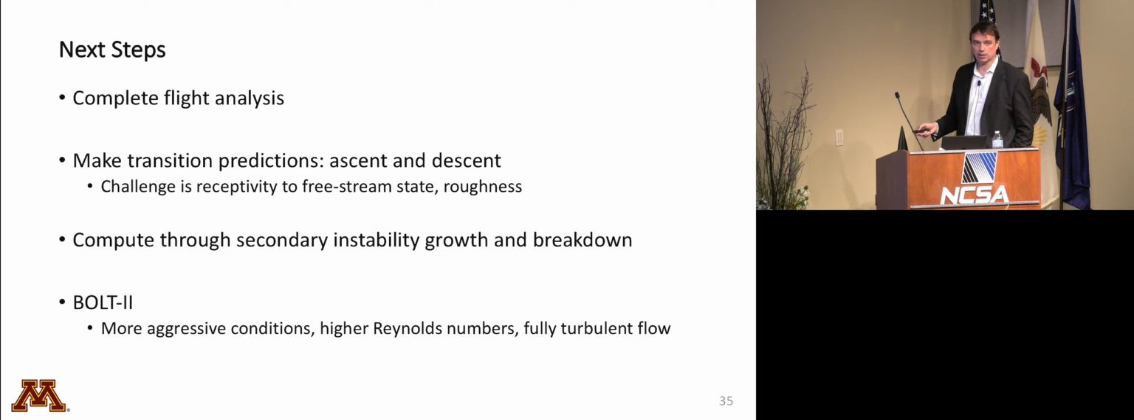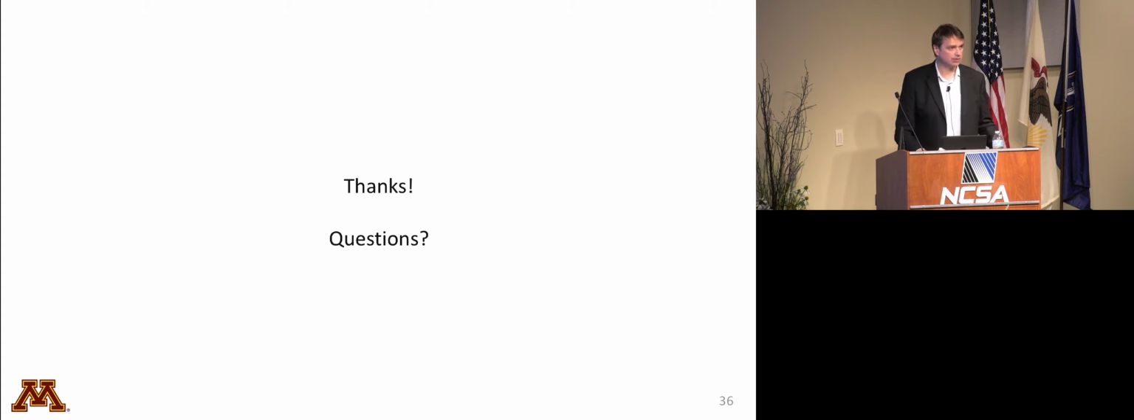There's actually a second flight of this geometry. It's extended by about 50% or so. NASA's going to launch this one, and it's going to fly on a bigger booster. It's going to fly higher and then come back in more aggressive conditions so as to get higher Reynolds numbers and to get fully turbulent flow. So hopefully, if it all goes well, we'll have turbulence data on this configuration, again, for comparison with theory. Okay, thanks very much.